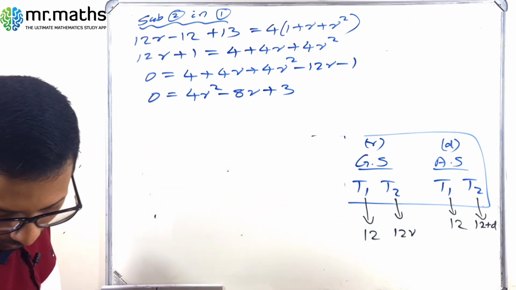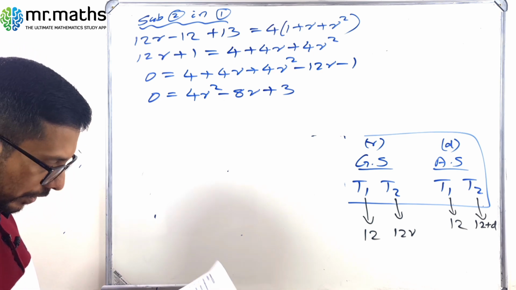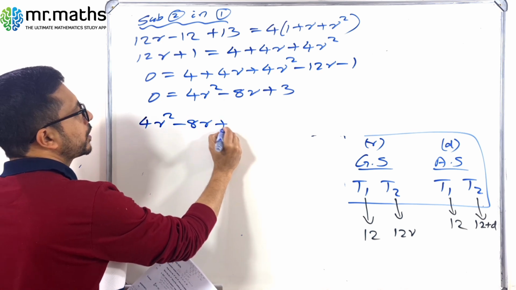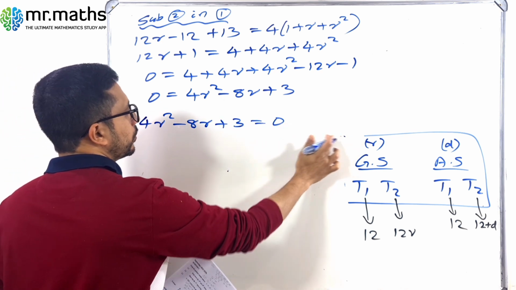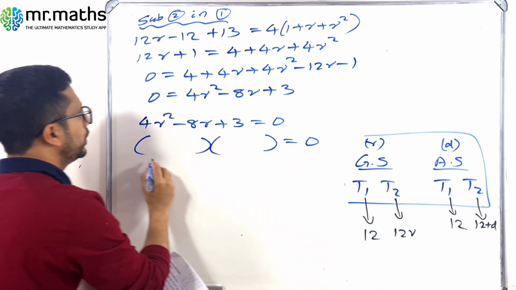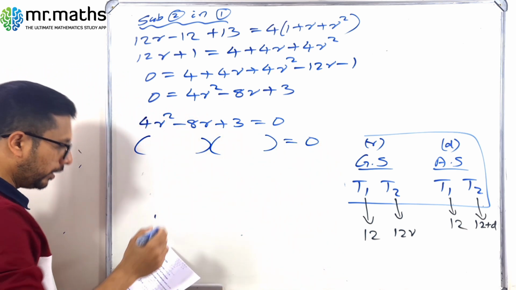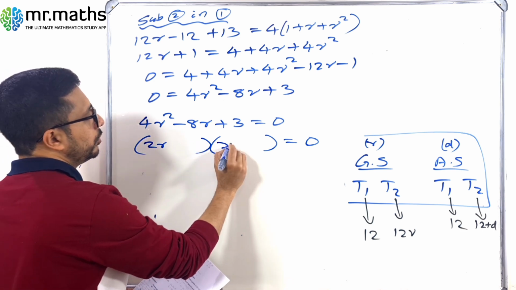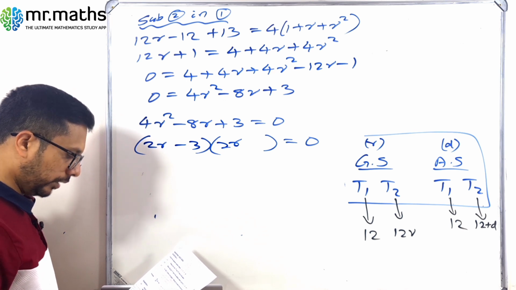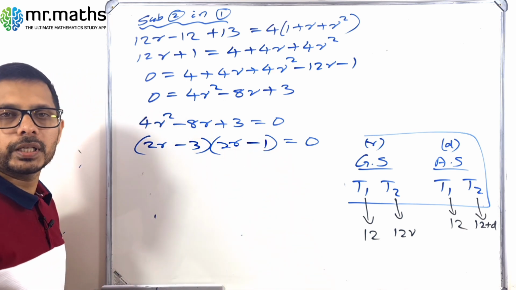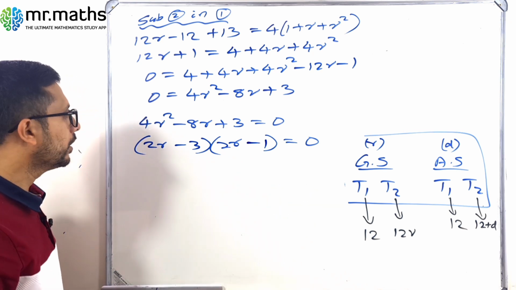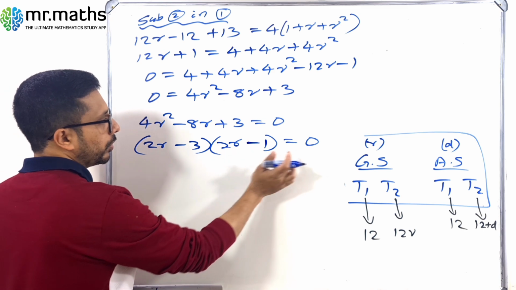Okay, how can we factorize this one? So let me write it in order. 4r square minus 8r plus 3 is equal to 0. Okay, so now what are the factors, guys? It is 2r and 2r. Yeah, 2r minus 3, minus 1. Yeah, minus 1. So that is the factorization. Okay, so you have to know the factorization of this one. So here 2r minus 3 into 2r minus 1 is equal to 0.